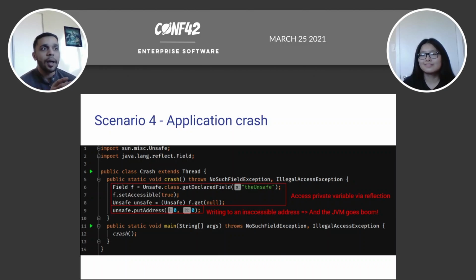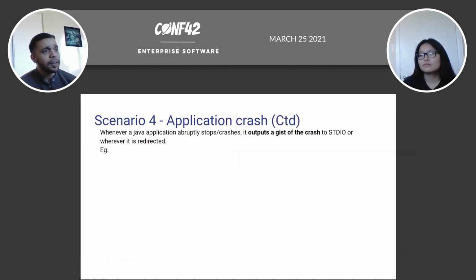It says, hey, I'm not able to access this memory location and I'm not able to do what you're asking me to do. So it doesn't know how to proceed with it, and it just crashes. It produces a segmentation fault and it crashes. Whenever a Java application crashes like this, it generates a gist of the crash. That gist is written to stdout or stderr, and if you have redirected those streams to any file, you would find it in those files.